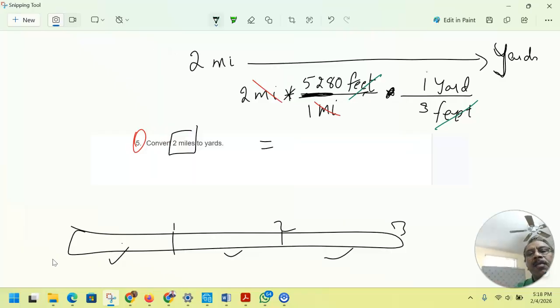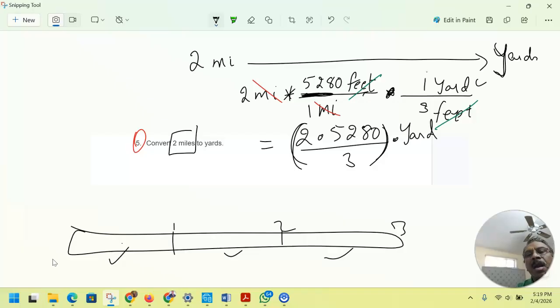What is remaining is 2 times (5,280 divided by 3). This whole thing is a number, so I put a parenthesis to show. And the answer that you get is, this is a yard. You stay with the yard, right? And then you get the answer, which is 3,520 yards. And you're done.